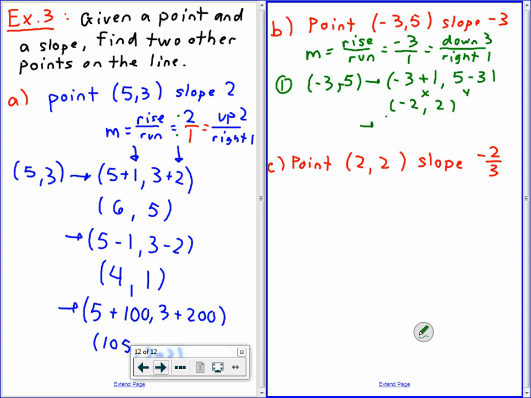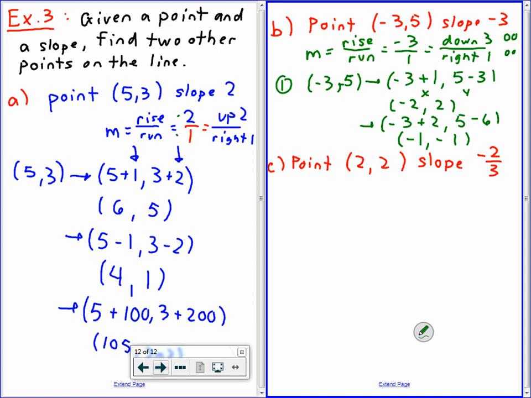Another point could be, there's many of these that are possible. I'm going -3 plus 2, so I just times everything by 2, and 5 minus 6. So that's going to be -1, comma -1, is that right? I think that's right. But there literally could be infinite points, right? You could count by, like, 300 and 100, so you could use that if you want to for your increasing and decreasing. Hopefully that makes sense.